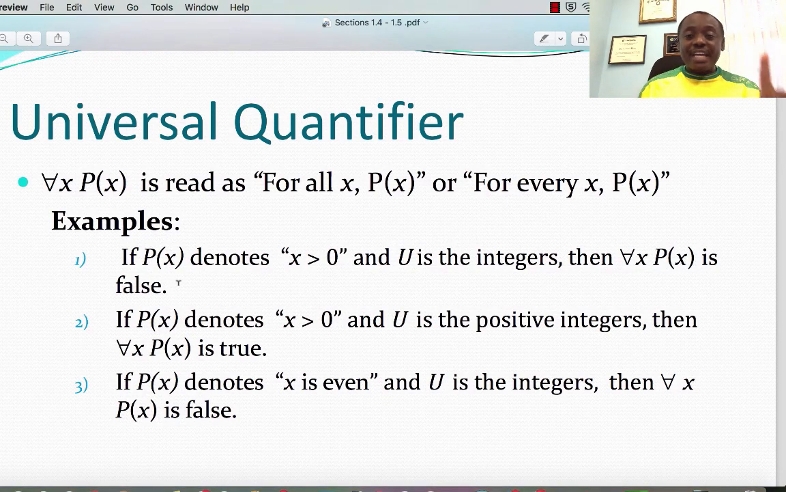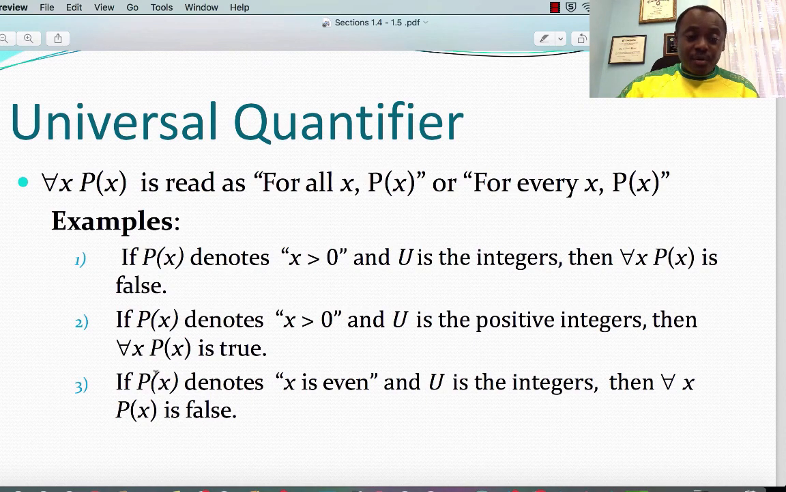All I need to do is find one example. Negative 3 is less than 0. So for every X, P of X is false. Let's try one more. P of X is the statement X is greater than 0 and U is the universal set and the domain is the set of positive integers. Then for every X, P of X is true.